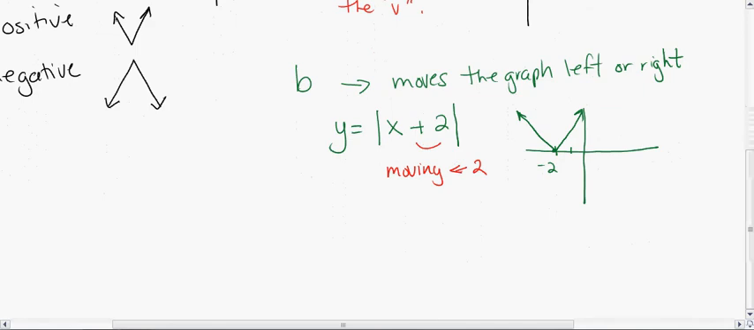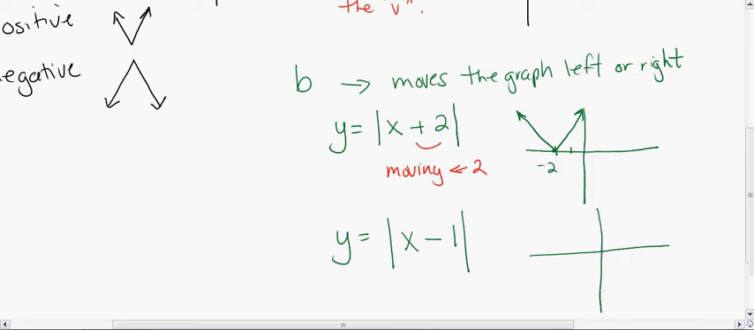And likewise, if I were going to subtract something from the x, subtract inside the absolute value bar, so y equals the absolute value of x minus 1, that graph is going to look shifted to the right. So here's 1, and here's my absolute value graph. So if we're subtracting, we're actually going to be moving to the right, the opposite of what you might think.